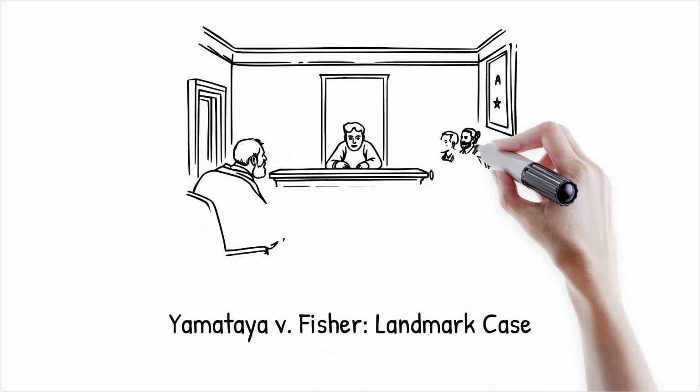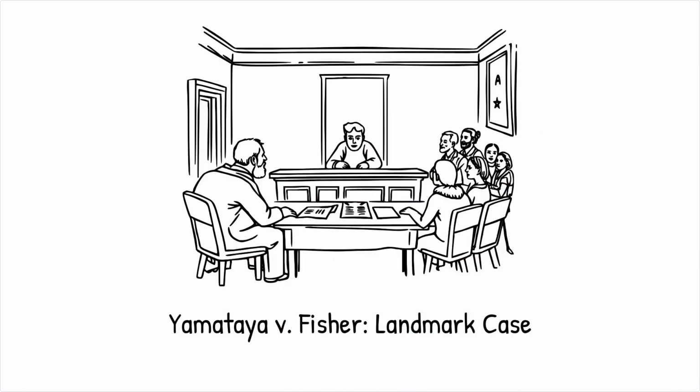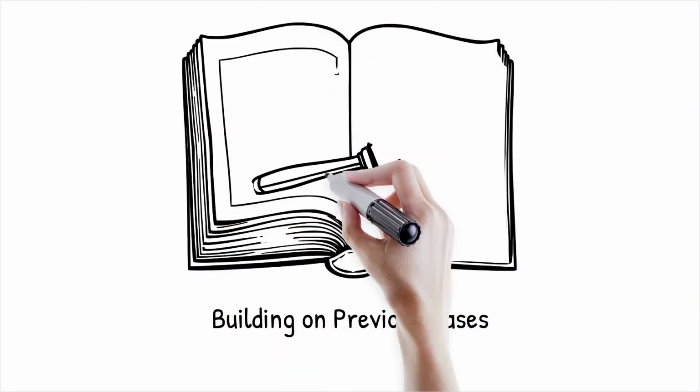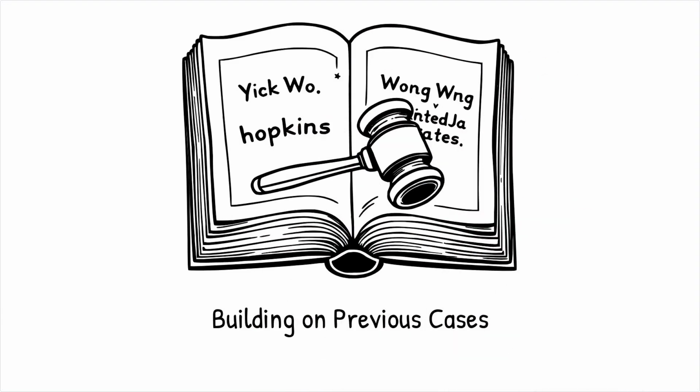Yamataya v. Fisher was a landmark case, explicitly extending Fifth Amendment due process protections to deportation proceedings for non-citizens within the U.S., regardless of their legal status. It built on Yick Wo v. Hopkins, 1886, and Wong Wing v. United States, 1896, by applying due process to immigration enforcement.